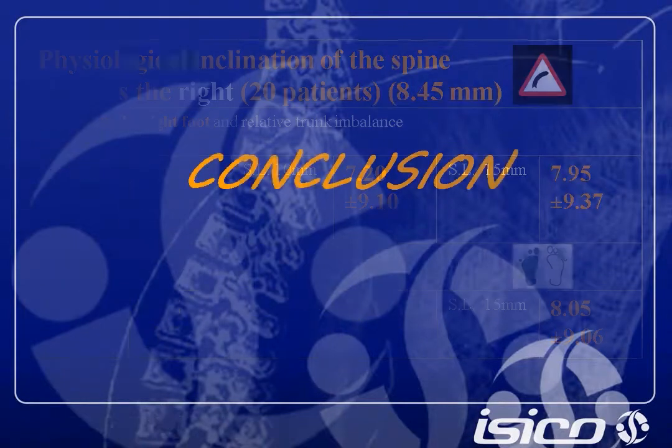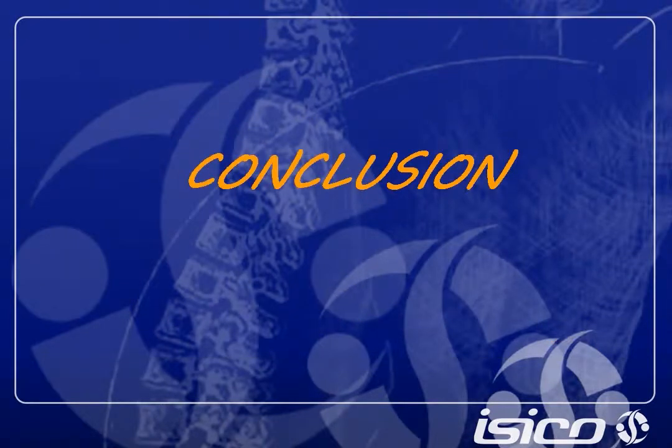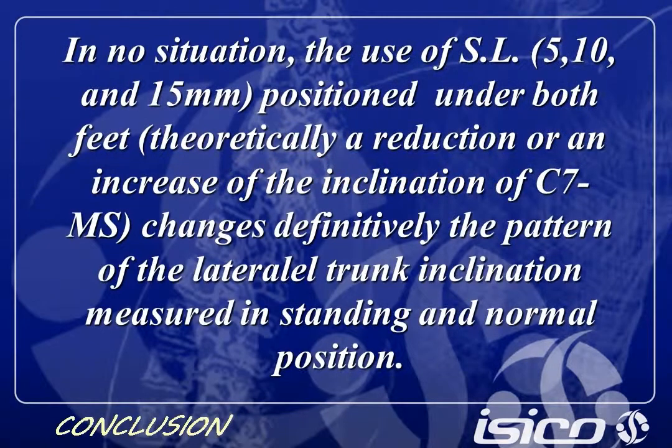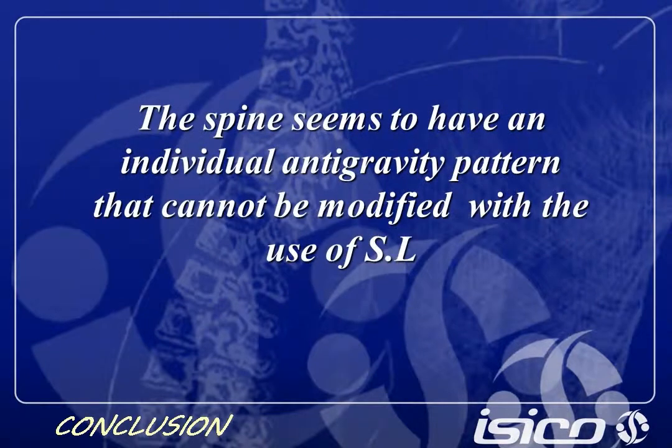So, in conclusion, in no situation did the use of a shoe lift positioned under both feet produce a theoretical reduction or increase of the inclination of C7 to the sacrum, or completely change the pattern of the lateral trunk inclination measured in standing in normal position. So, the spine seems to have an individual anti-gravity pattern that cannot be modified with the use of a shoe lift.